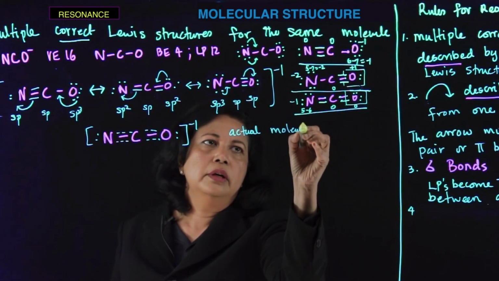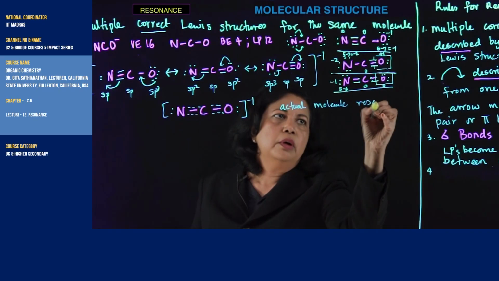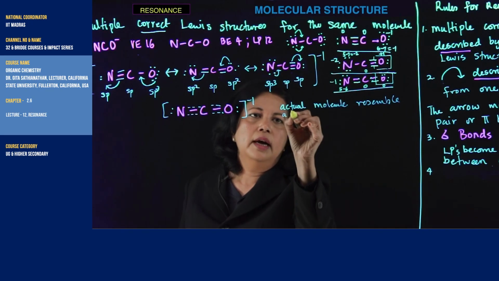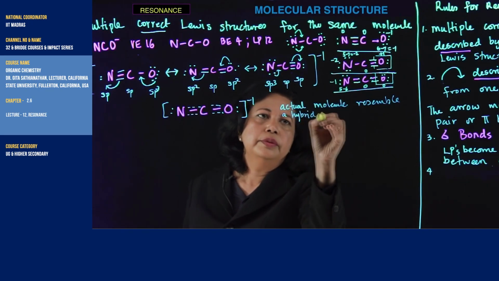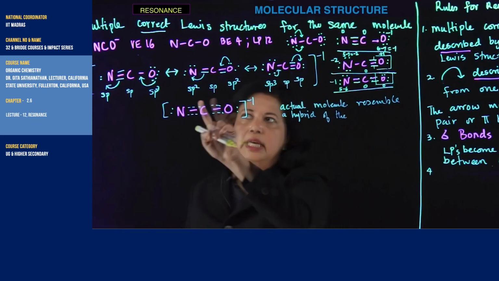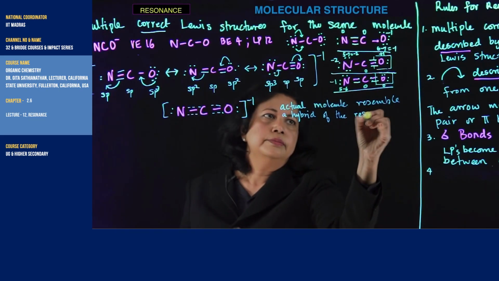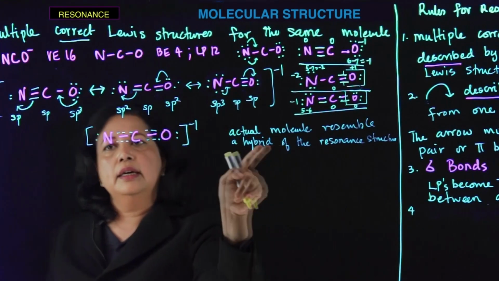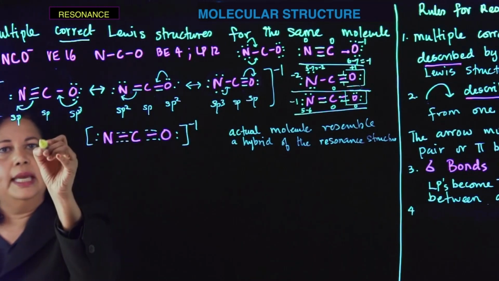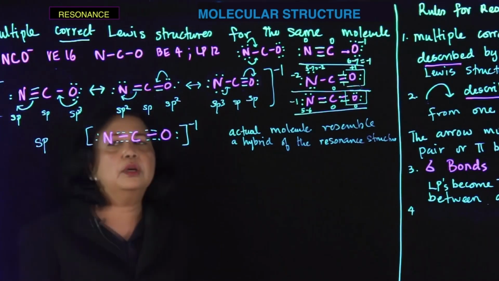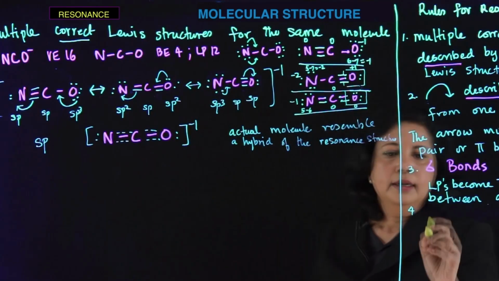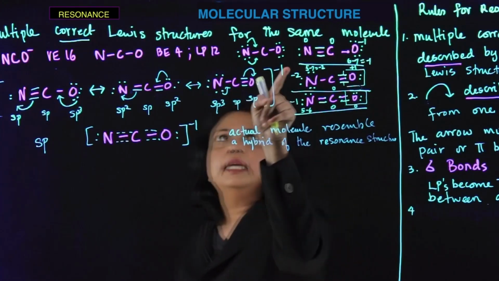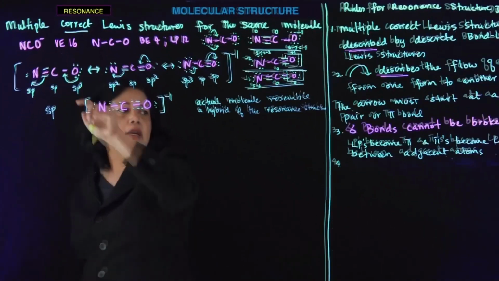Actual molecule resembles what we call a hybrid of the resonance structures. And so this is the overall charge. And the hybridization in all of this would be closer to sp. So the actual molecule overall charge is a constant. That's the same as the molecular charge.